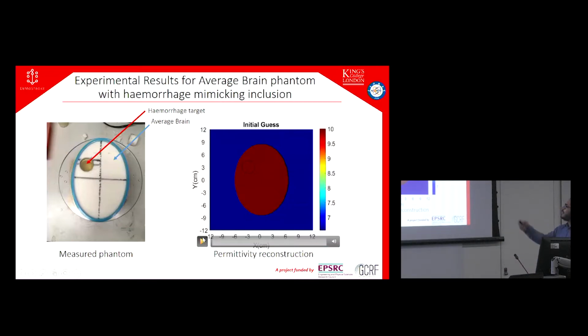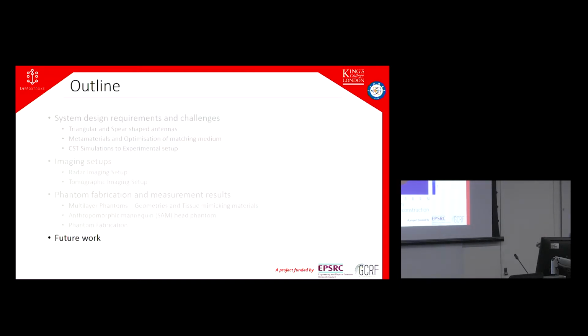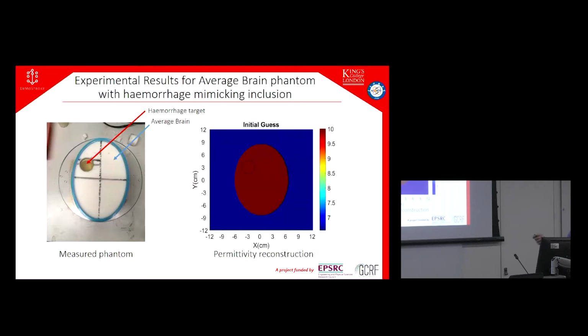So basically, we could illustrate some iterations. I can show it to you outside where we have the demo. The iterations for the reconstruction of what the data came out from the experimental results for the average brain and the hemorrhage on that specific point. We could see that in the area here, the algorithm could actually see the hemorrhage.